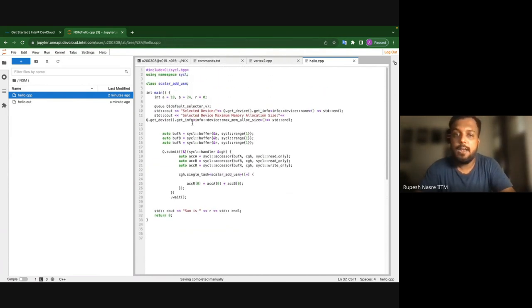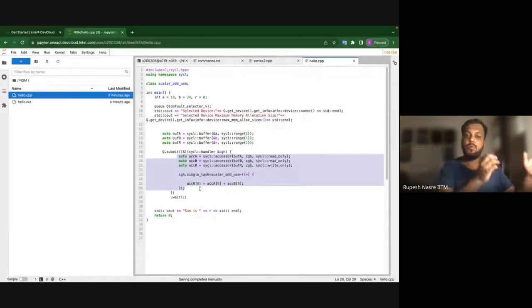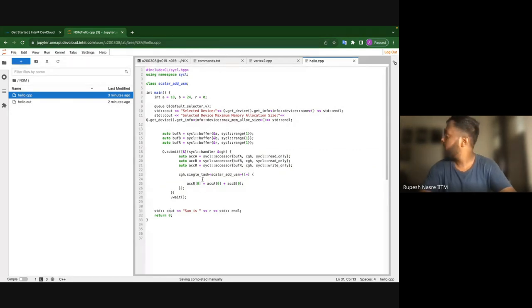Let me explain why it was working earlier. Earlier the CPU was the host, and the host itself was the device. We were creating a buffer, creating all three, and submitting to the queue, and this task will be executed in the kernel on the device. Here the device is itself the CPU, so it is reading that. The memory is common to both because both are the same. So as soon as the add is performed, it just does cout of R, and it was showing up.